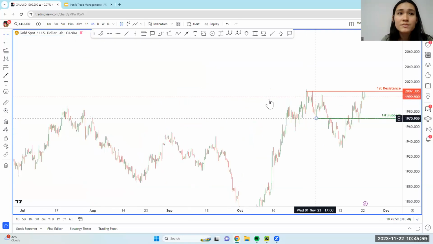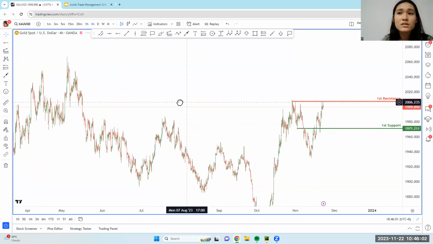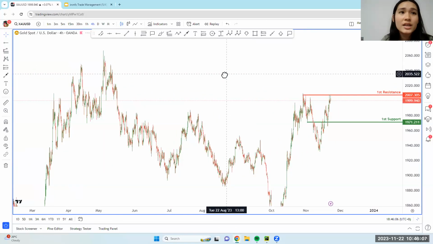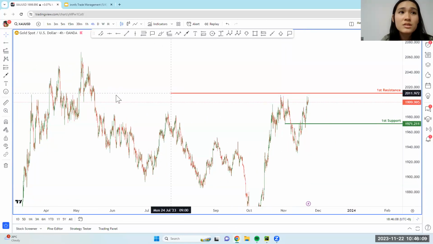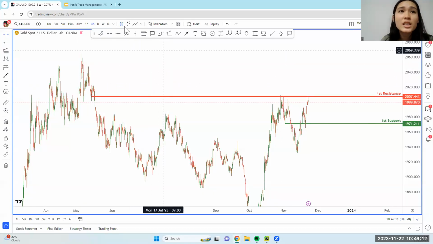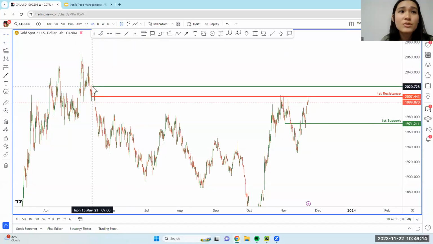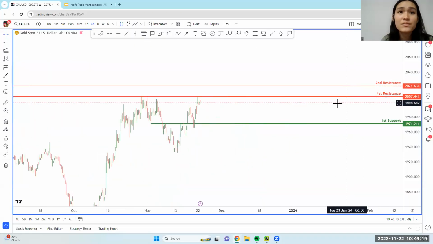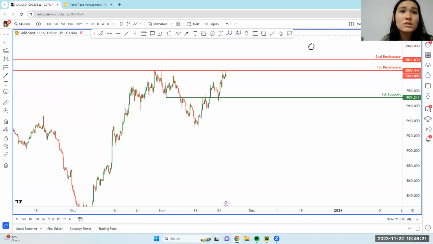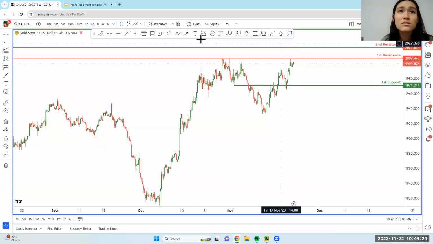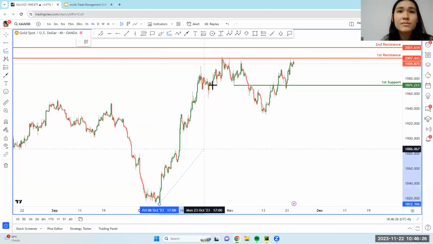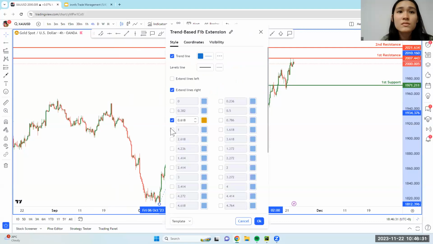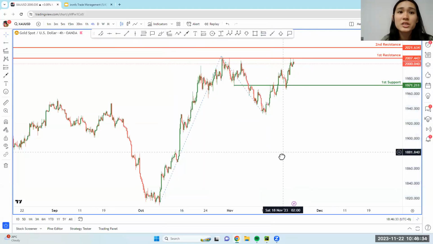Okay, and then let's see. I think our first resistance can go all the way back here, and I'm gonna see if this level can be supported by any Fibonacci levels. I'm looking for our projection here.